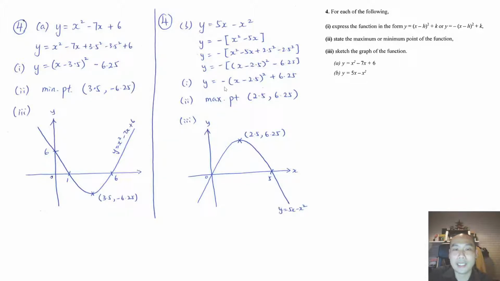Now because the a is negative 1, this is going to be an n-shaped curve, so we are going to have a maximum point instead. So maximum point, h value is 2.5, y value is 6.25. Here's the interesting thing, right? We take a look at this and we can tell already the y-intercept is actually 0, which means the graph cuts the origin, right? And then the other x-intercept is actually 5. So the maximum point we have, just label the graph, and then that's your curve.